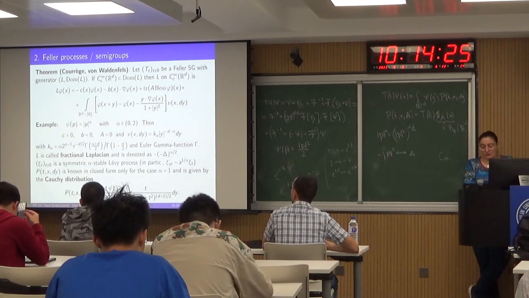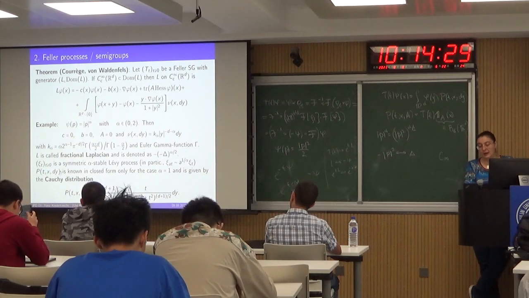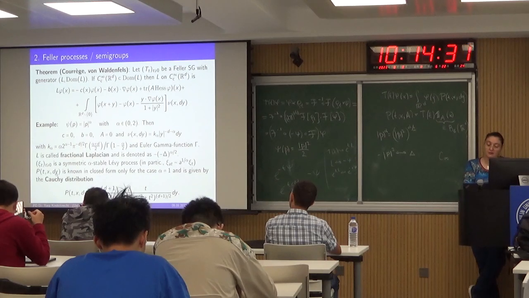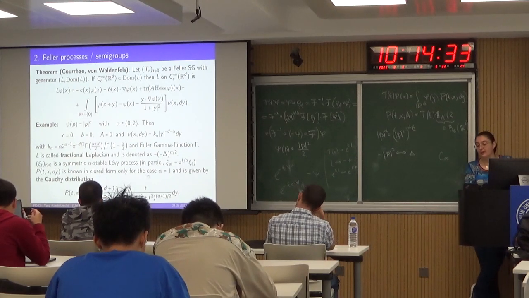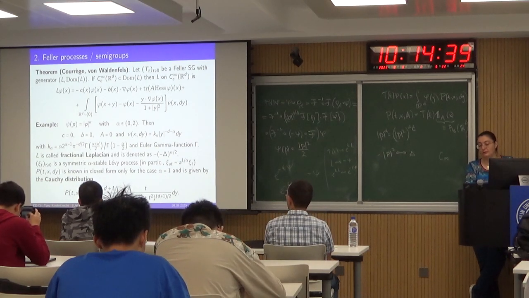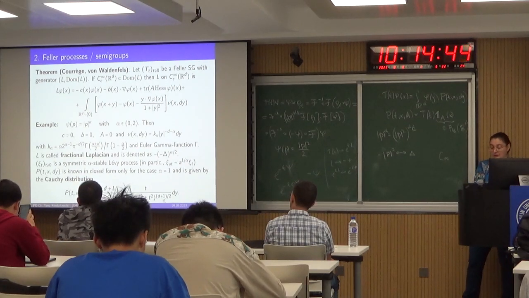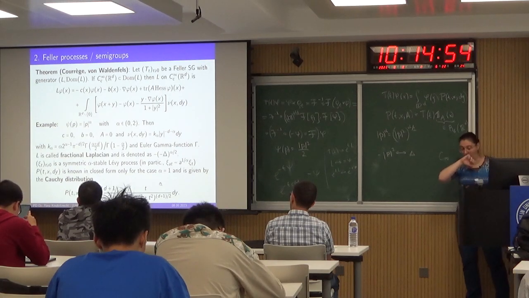And the transition probability of the alpha-stable symmetric process is known in closed form only for the case alpha equal to 1. In this case, it is given by the so-called Cauchy distribution. You have already seen the Cauchy distribution somewhere. It's a measure with respect to y, dy, with probability density function given by an explicit elementary function.